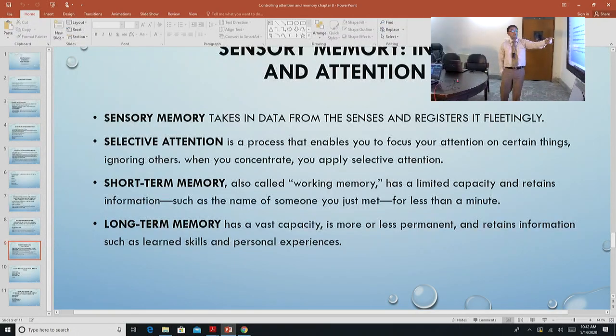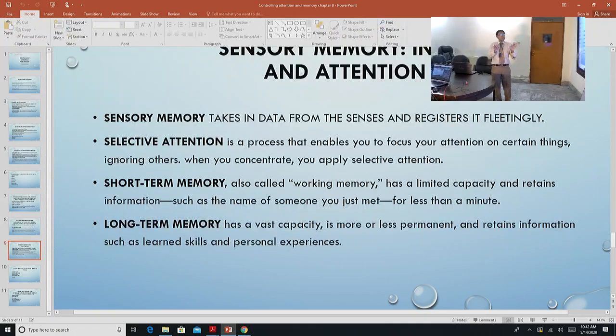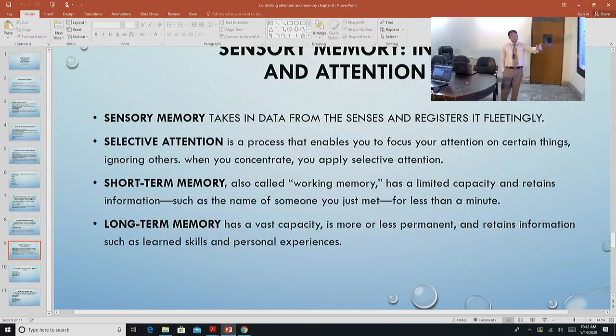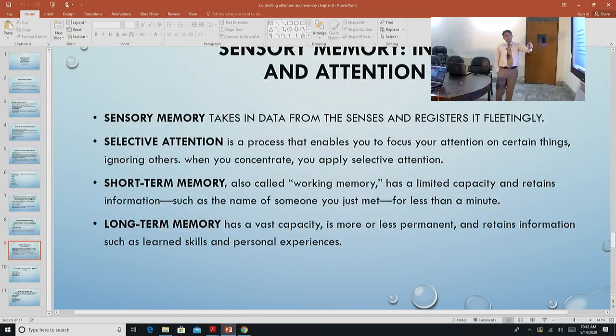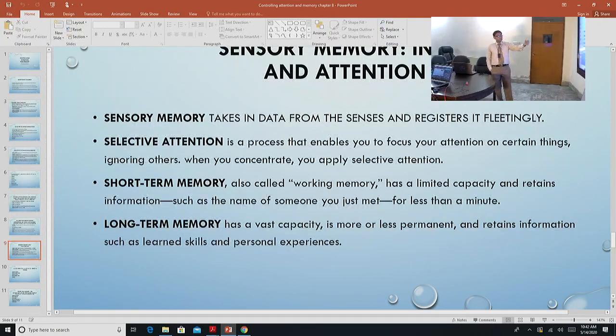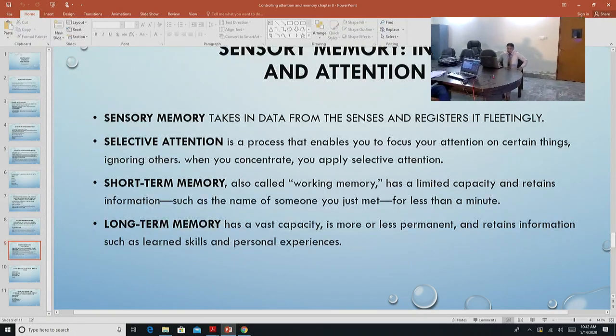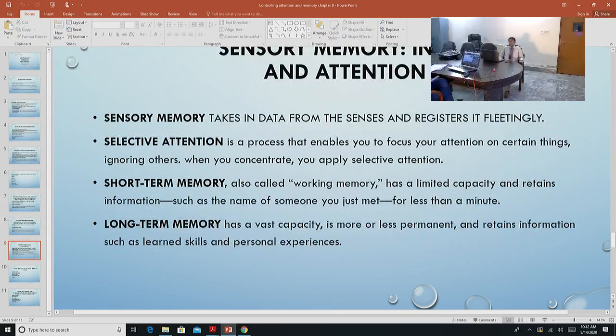Short-term memory, also called working memory, has a limited capacity and retains information such as the name of someone you just met for less than a minute or just a minute. Long-term memory has a vast capacity, is more or less permanent, and retains information such as learned skills and personal experiences. So the learned skills that you are learning in the classroom, you need to retain them, you need to make them part of your long-term memory.